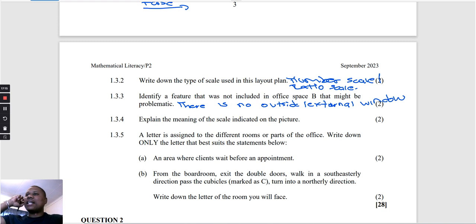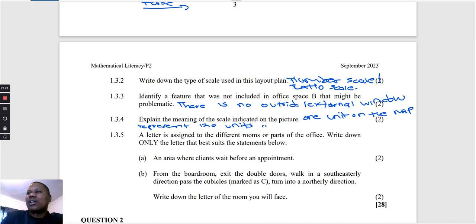Now they say explain the meaning of the scale indicated on the picture. Remember, the scale was saying 1:120. So what is the meaning? The meaning of that is that 1 unit on the map represents 120 units on the actual ground, or in reality.